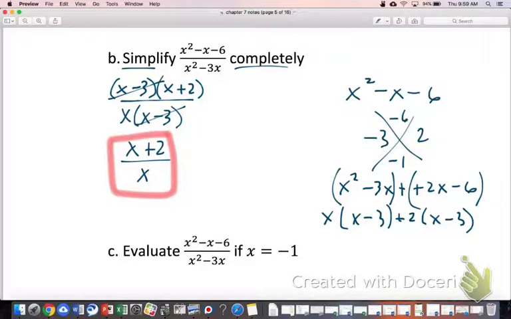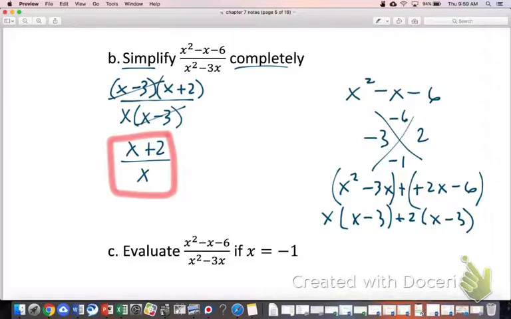Isn't it really tempting to go back in and say, oh, this and this? It's tempting. It's wrong, though. Remember, you cannot cancel part of an addition or subtraction problem. You can only cancel whole factors. So what I just did there would have been bad.